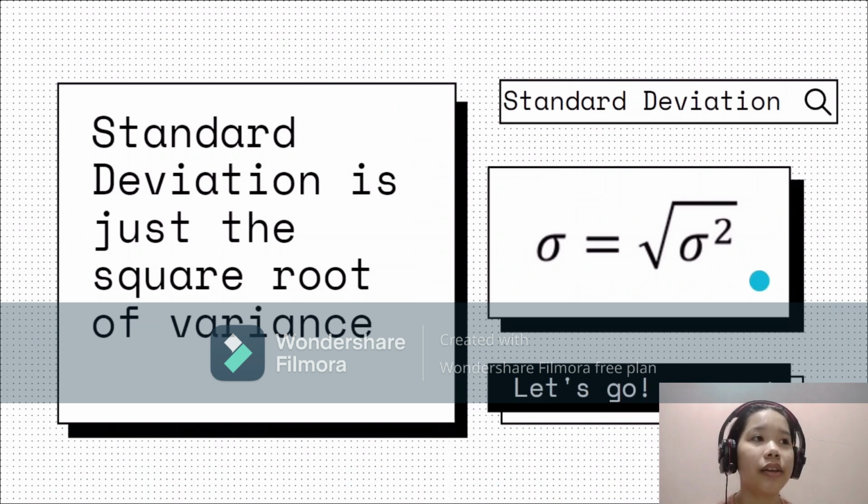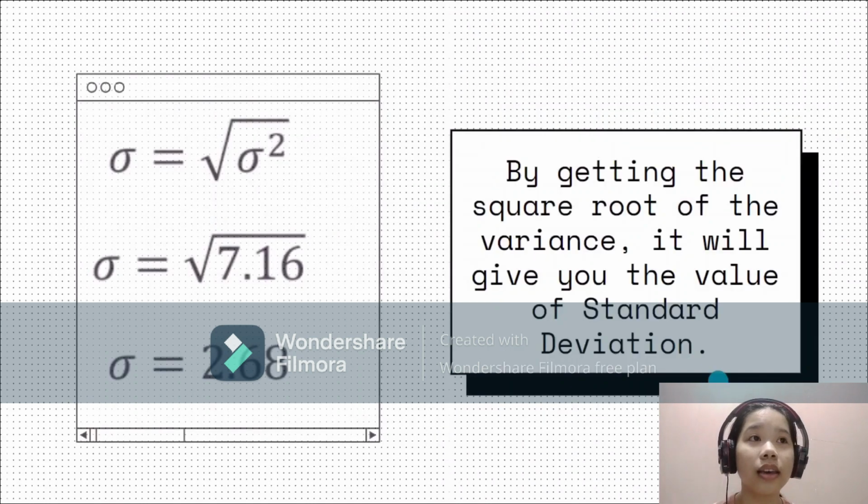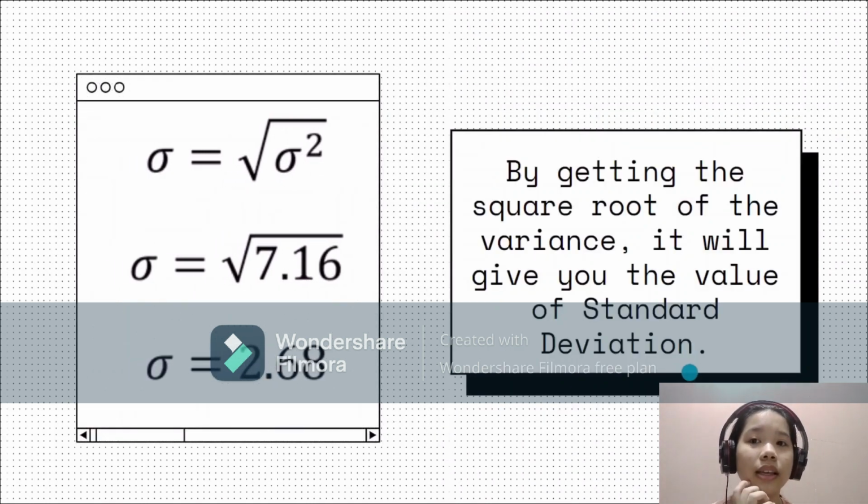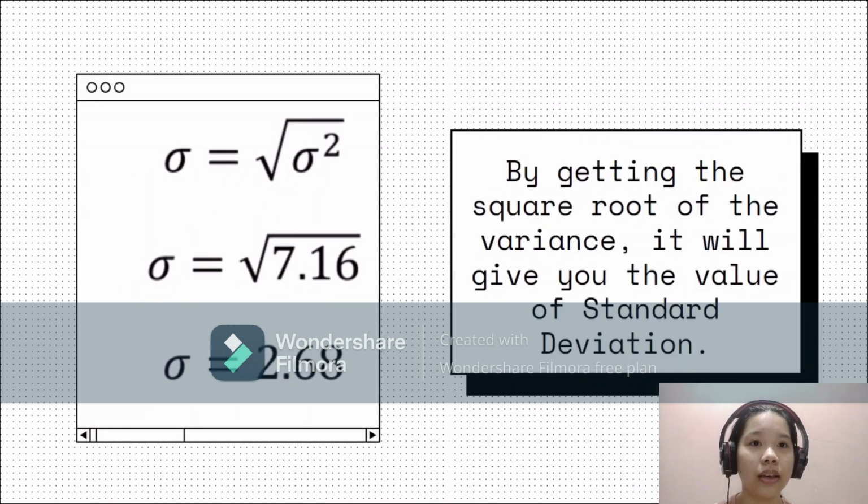Next is standard deviation. Standard deviation is just the square root of the variance. So standard deviation is represented by this formula. Standard deviation is equal to the square root of the variance. So let's try getting the standard deviation from the given situation.